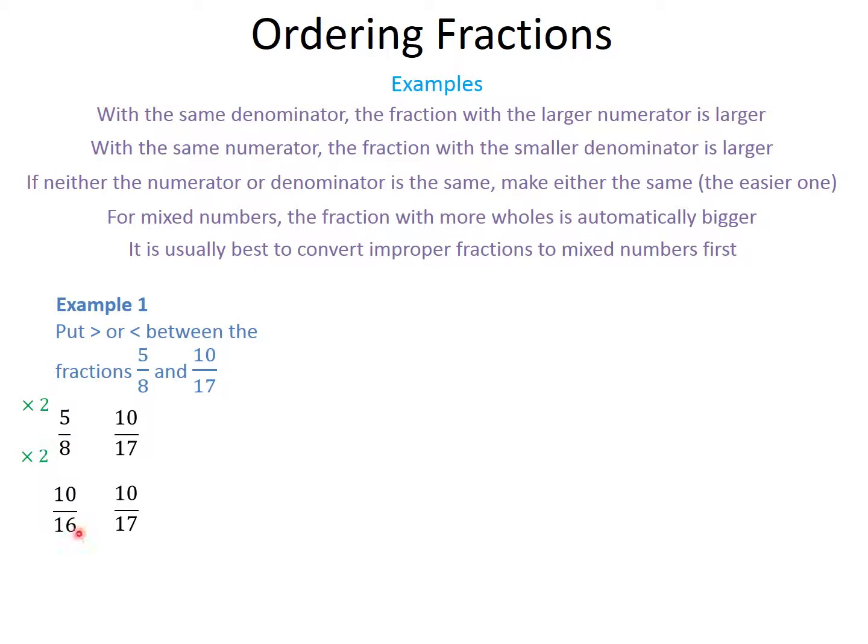So which one's bigger? It's 10 over 16 because it's got less pieces altogether. So each piece is bigger. These 10 pieces, bigger than those 10 pieces. I go back to my original and I just put the greater than or less than sign, because remember, it was asking me to compare these two fractions, not these two here. So we always write it back between the original two fractions that I wrote down.